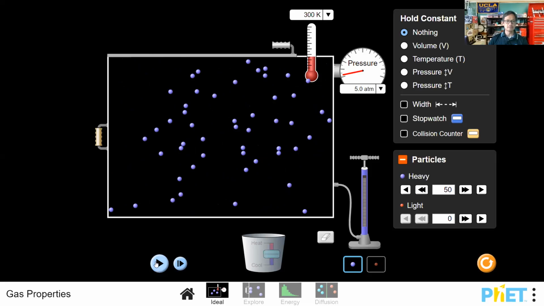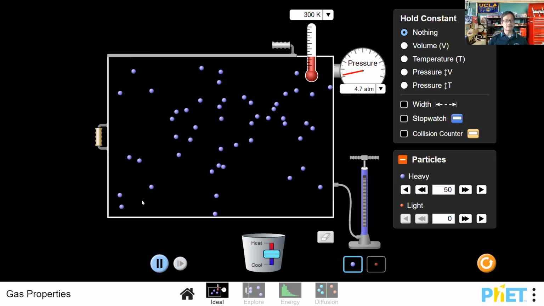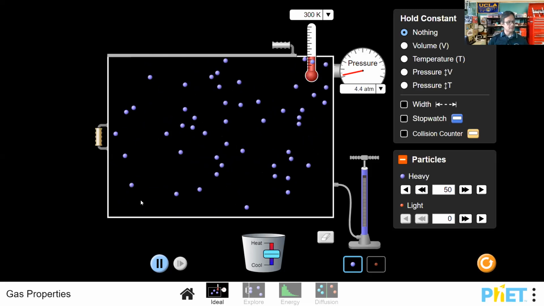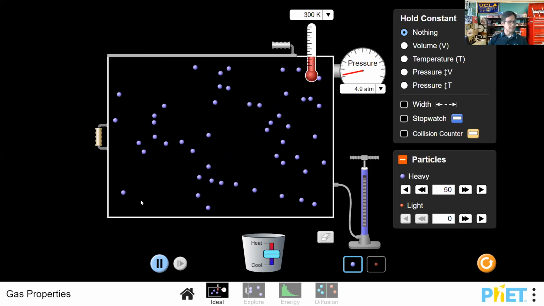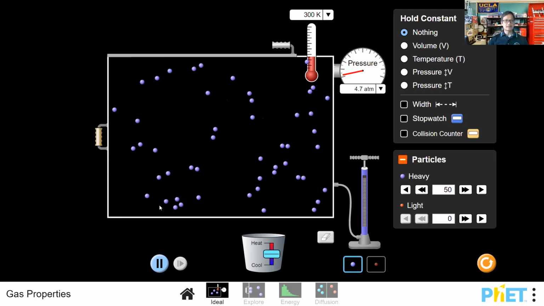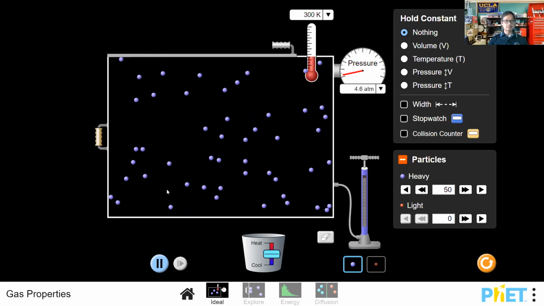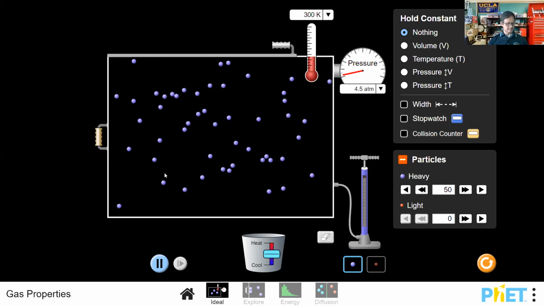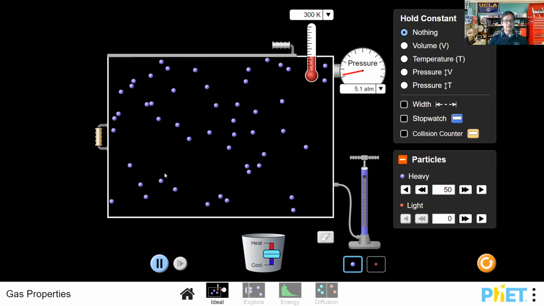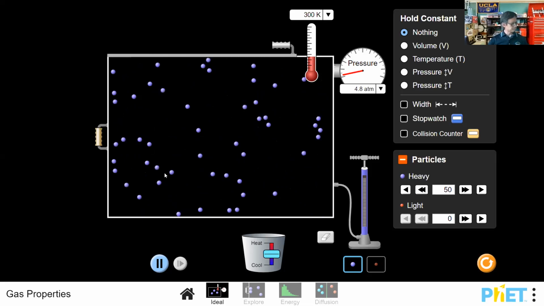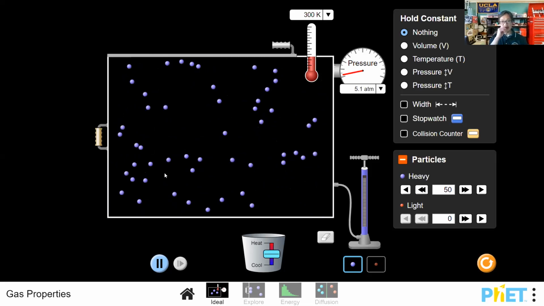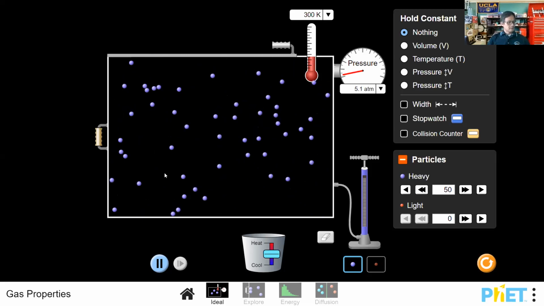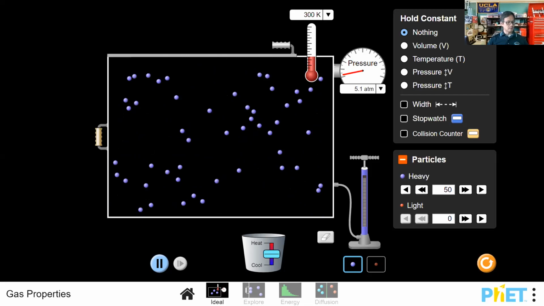If you notice, as they move, they're moving in a fairly constant manner. They're not speeding up. They're not slowing down. Even with the collisions, they don't speed up or slow down. They maintain that same type of motion. And finally, I want to point out that as these particles collide with one another, the collisions are perfectly elastic, meaning that they do not lose any energy or velocity as they move around.